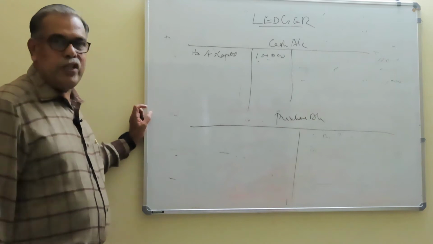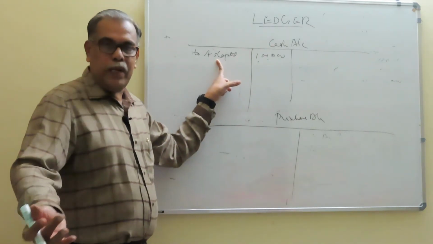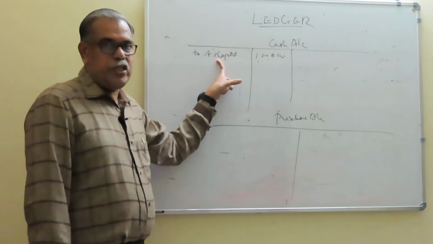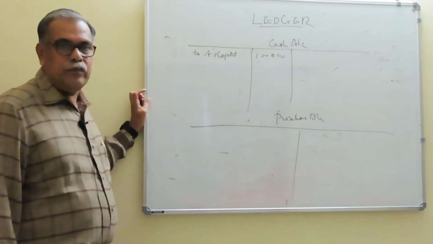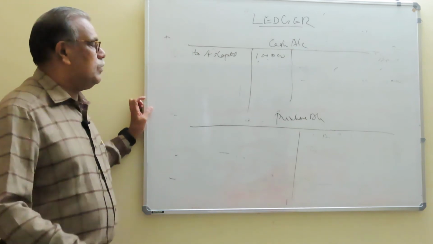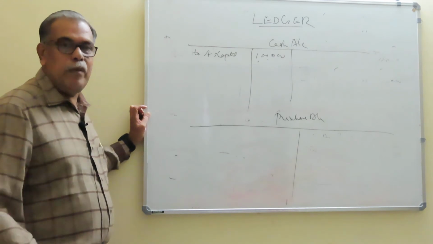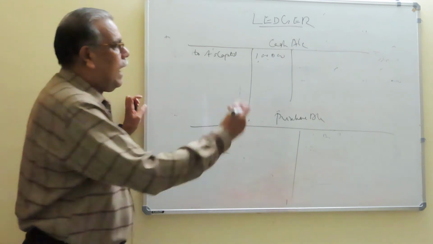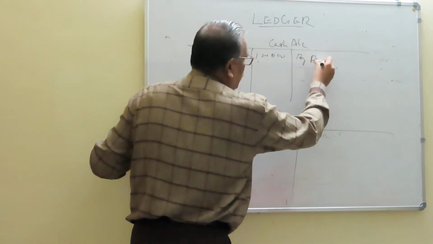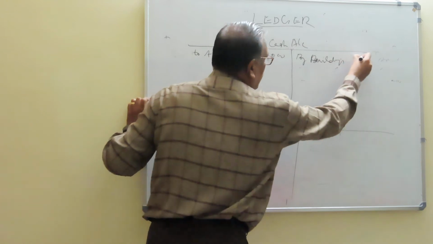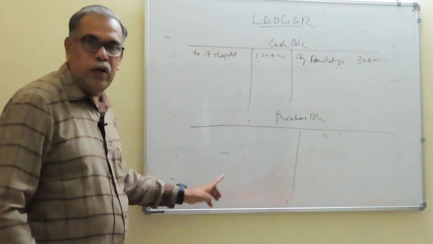And he purchased furniture. So the entry is cash account debtor to A's capital account, and in A's capital account by cash. Suppose immediately he purchased a building for 30,000 rupees. Entry will be buildings account debtor to cash. So, buildings, 30,000 rupees, in buildings account to cash.